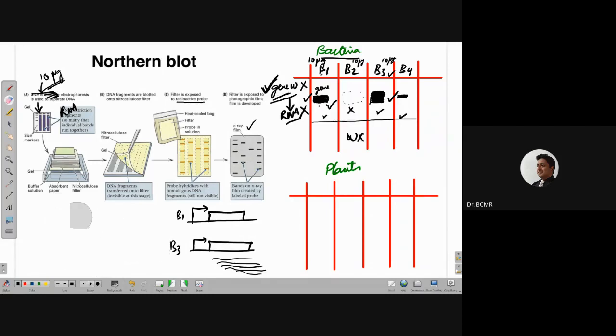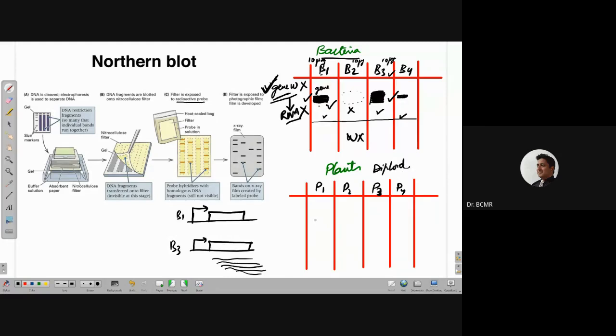If we have it in plants, then we will have the complication as we have seen before. I will try to say the same, so I'll have P1, P2, P3, and P4. In plants, compared to bacteria, what you should remember is diploidy.